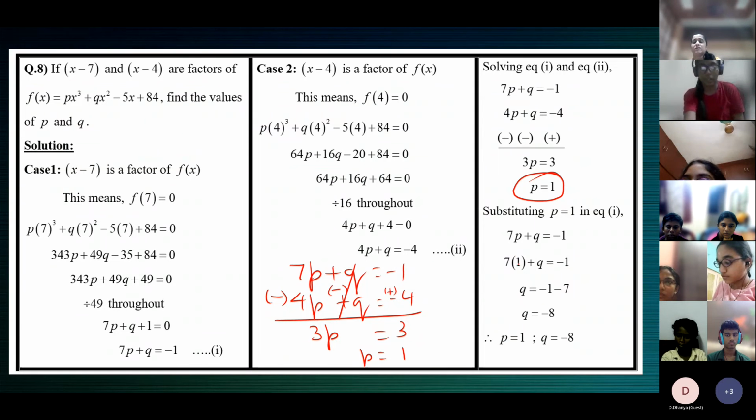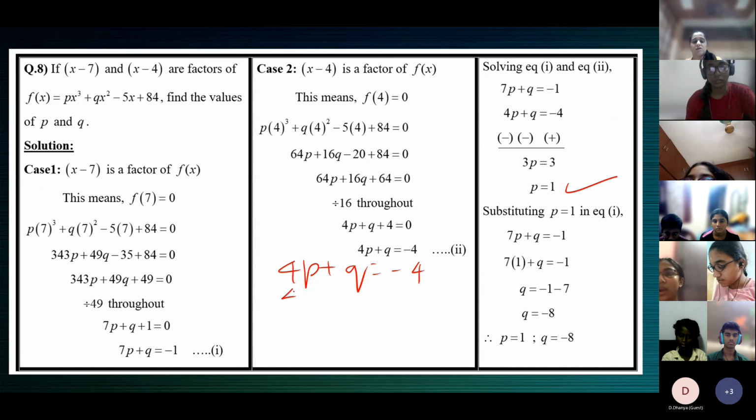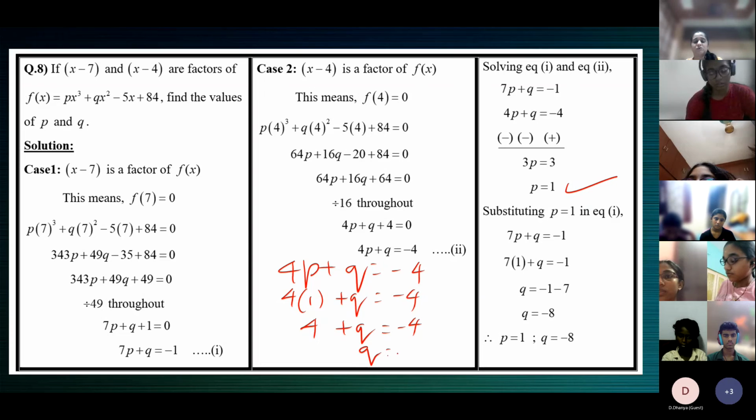So now p is 1. Once you find the value of p, you can substitute the value of p in the first equation or in the second equation to find the value of q. For example, you take the second equation: 4p plus q is equal to minus 4. What's the value of p? 1. Substitute: 4 into 1 plus q is equal to minus 4. 4 into 1 is 4, plus q is equal to minus 4. q is equal to minus 4 minus 4. q is equal to minus 8.